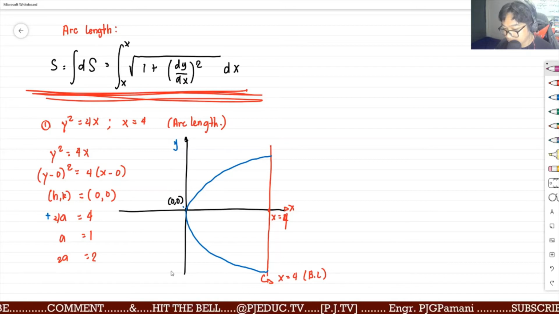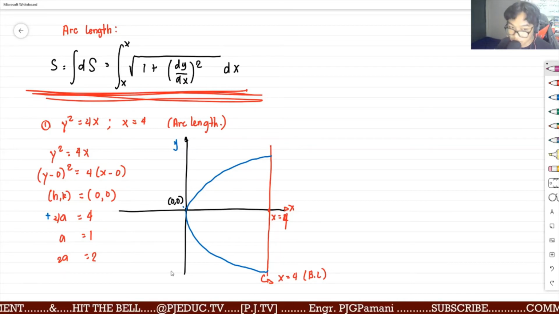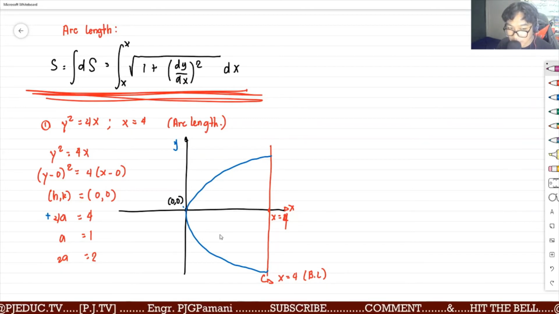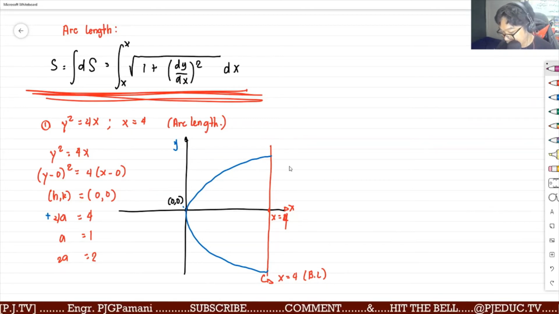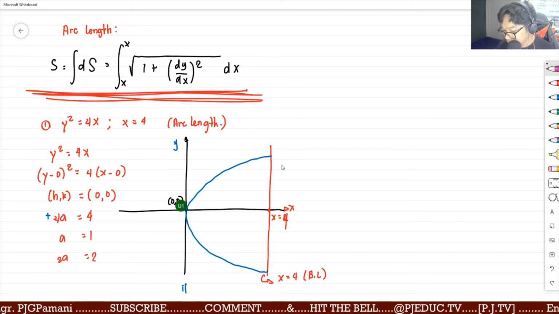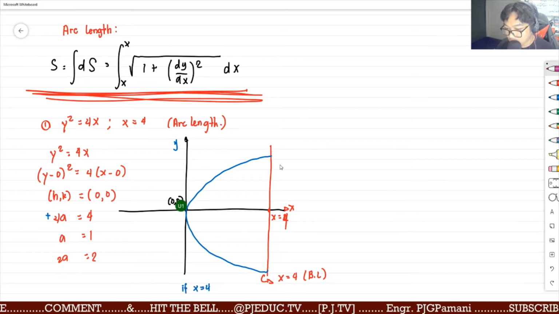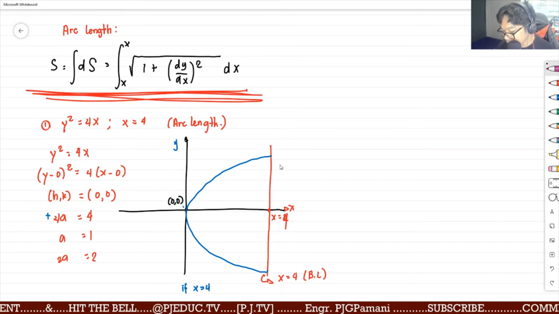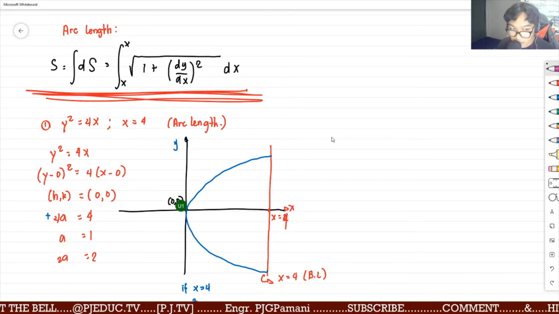Then, if x is equal to 4, ano ngayon yung maximum opening ng ating parabolic curve? So, if x is equal to 4, what will be our maximum latus rectum?